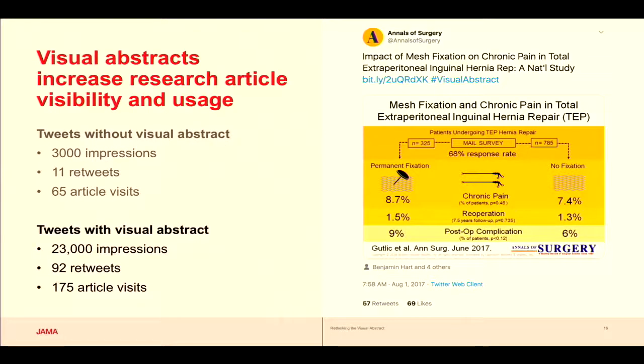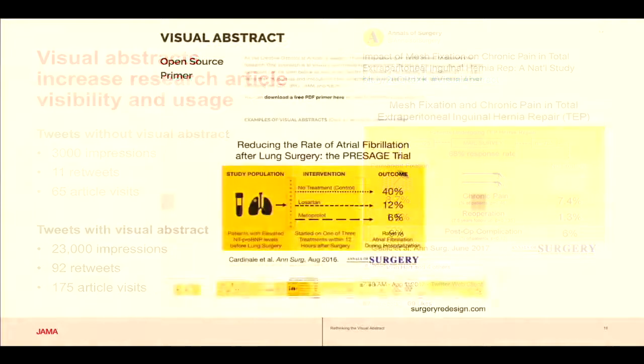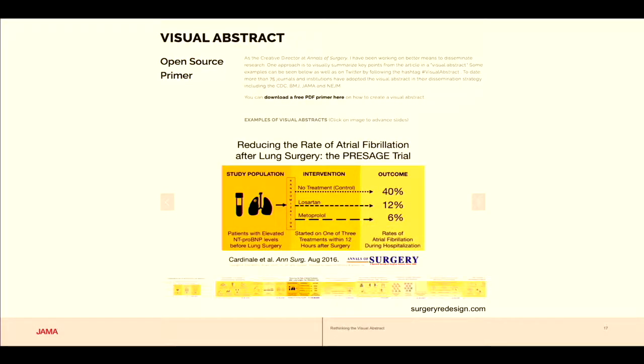Tweets that included a visual abstract averaged over 23,000 impressions and 92 retweets versus 3,000 impressions and 11 retweets without. Article visits increased threefold, and Dr. Ibrahim published these data in Annals of Surgery. The research world took note, and by March of 2017, over 20 journals, organizations, and institutions had started publishing visual abstracts on their own social media platforms. Dr. Ibrahim has since published an open source primer on how to create a visual abstract, which is readily available at surgeryredesign.com.